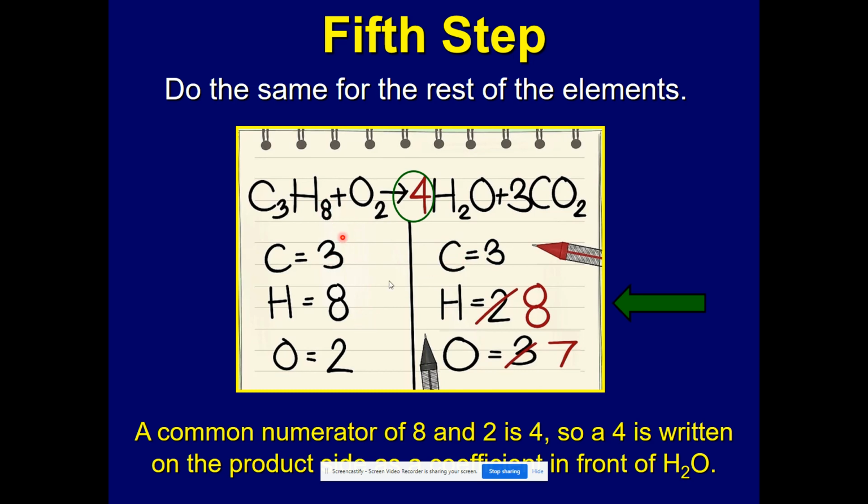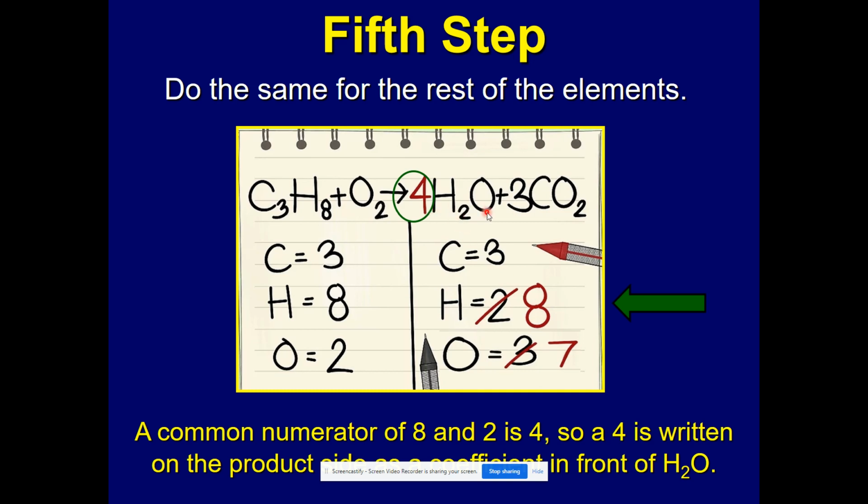We had 8 on this side, and we had 2 on this side. By the common numerator, we wouldn't multiply it by 8, because that would give us 16 over here. Instead, our common numerator would be 4. So if we multiply this 2 by a 4, we would end up with 8. So you're going to put a 4 as a coefficient up here in the reaction. Okay, so that changes our hydrogen. This one we didn't touch, this one we did.